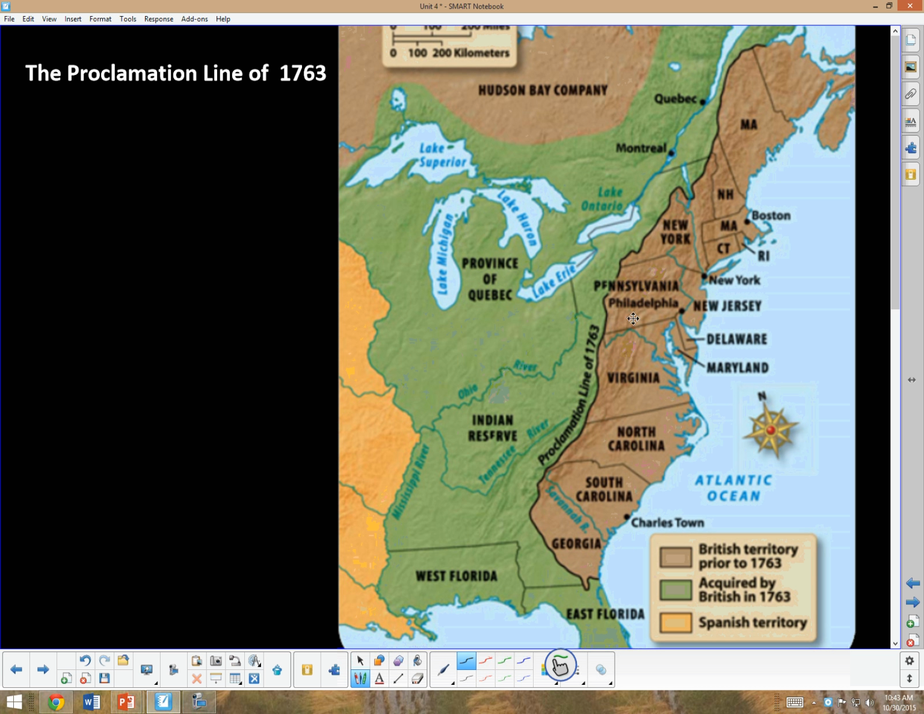Now, as far as the northern colonists were concerned, part of the reason for fighting the French and Indian War, because the Indians were on the side of the French, was to be able to move into and expand westward. Well, when the British made this part of the treaty, it did not go over well.